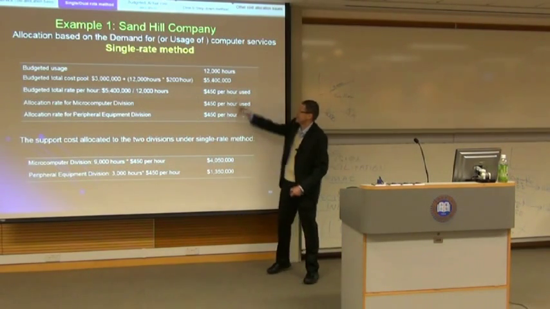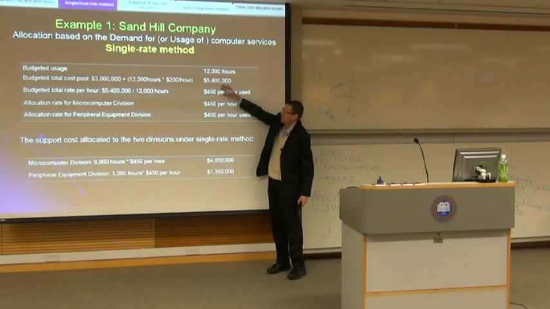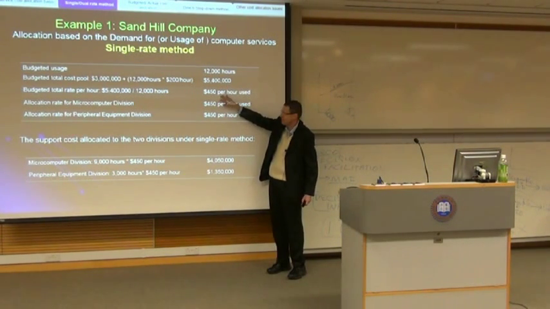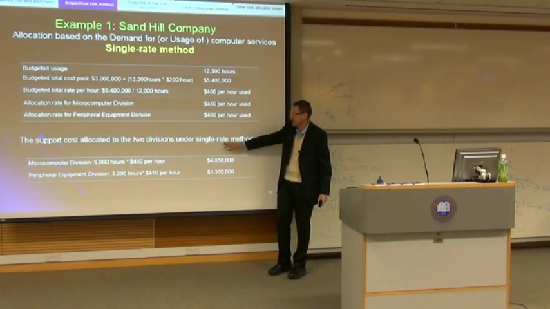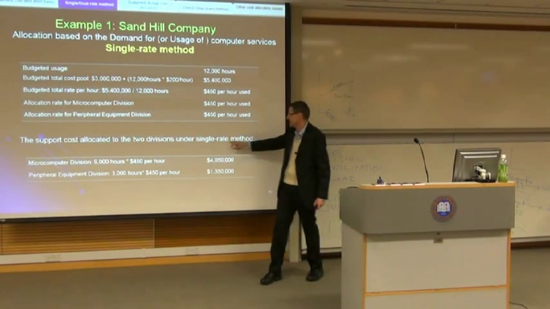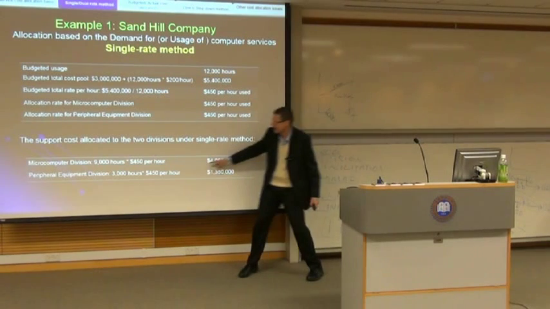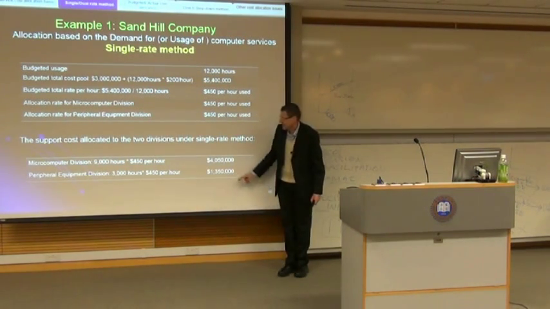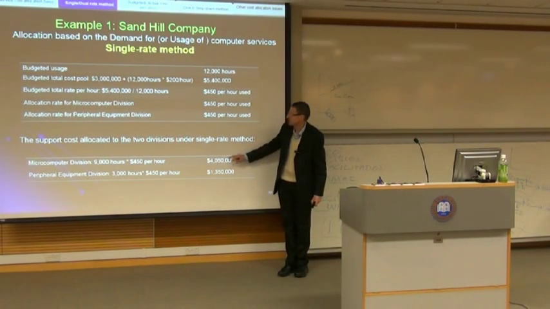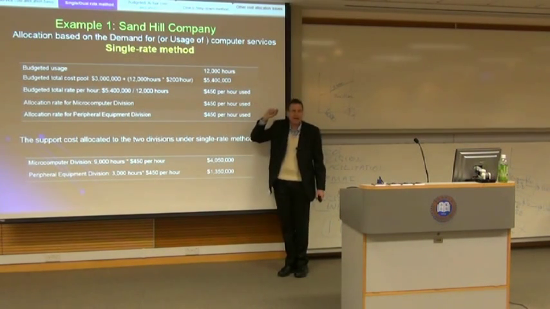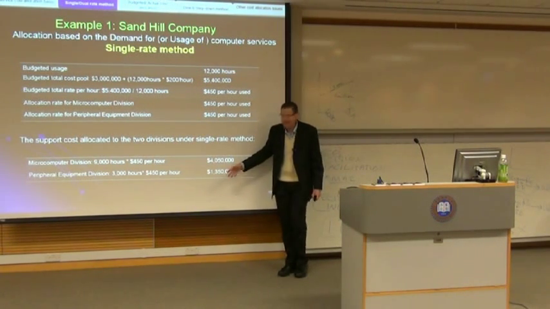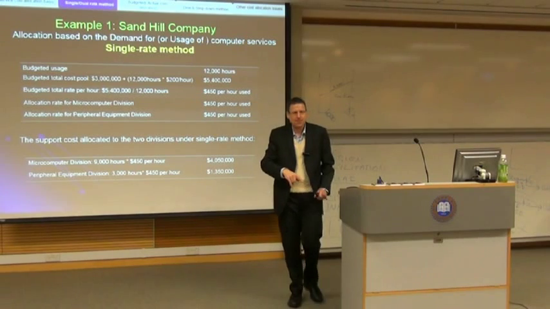All right, so we're back, 12,000 hours. Total budget, 5.4 million, 450 per hour. You saw that before. Support costs allocated to two divisions under the single rate method: we would allocate 9,000 at 450, and 3,000 at 450. So the microcomputer division uses more than what they promised. Peripheral uses less than what they promised.